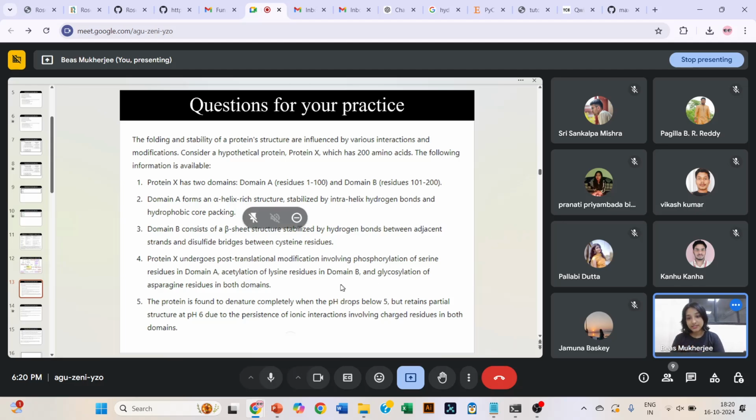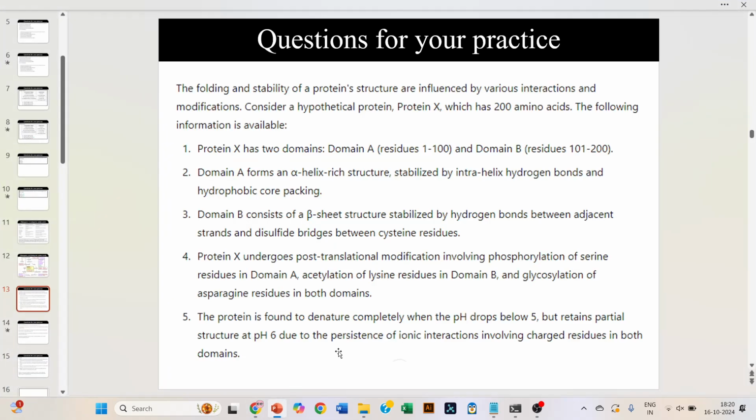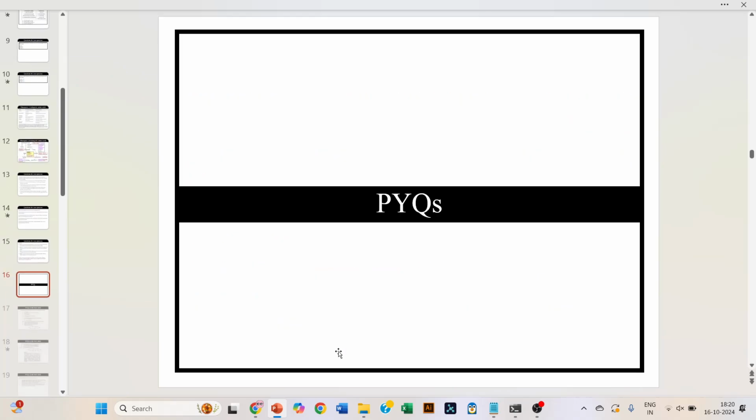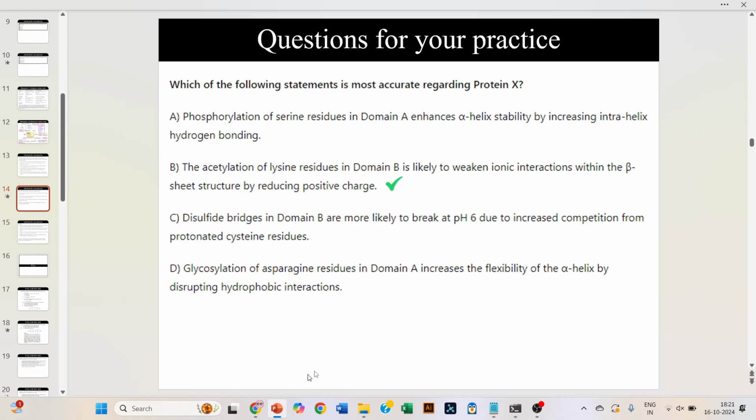Now the protein is found to denature completely when the pH is dropped below 5, but retains partial structure at pH 6 due to the persistence of ionic interactions involving charged residues in both the domains. Now we will look at the question. This is what they tell you at first. Okay, I think it is already marked. So since this is already marked, we will just go through it.